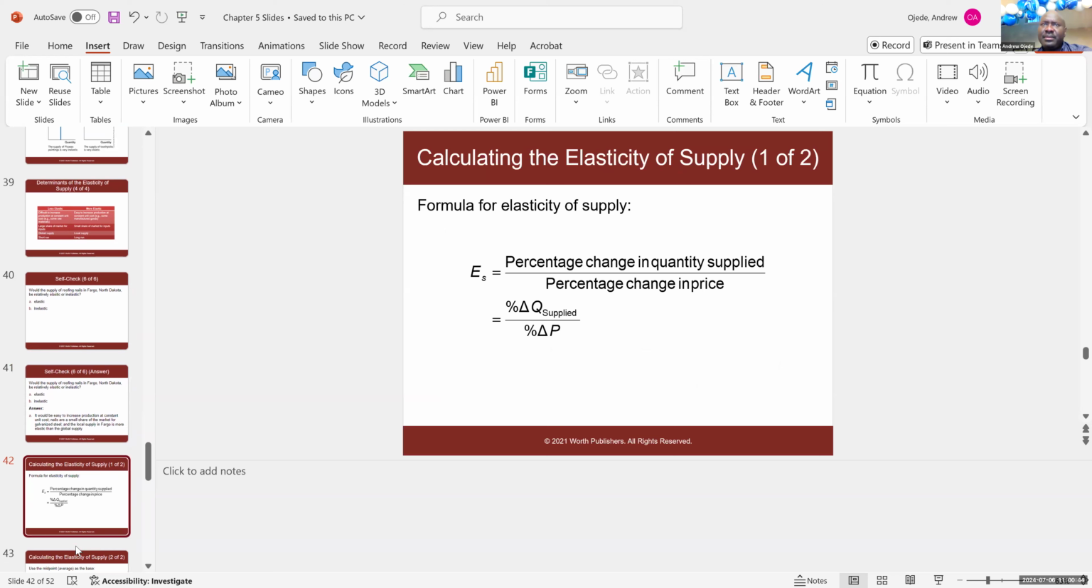So here's a formula for calculating elasticity of supply. The general formula: you take the percentage change in quantity supplied, divided by the percentage change in the price level. I wrote that formula earlier on. When I put delta here, don't get confused. Delta is the Greek letter that stands for change. So this is the percentage change in quantity supplied divided by the percentage change in price. It's just a representation for change.